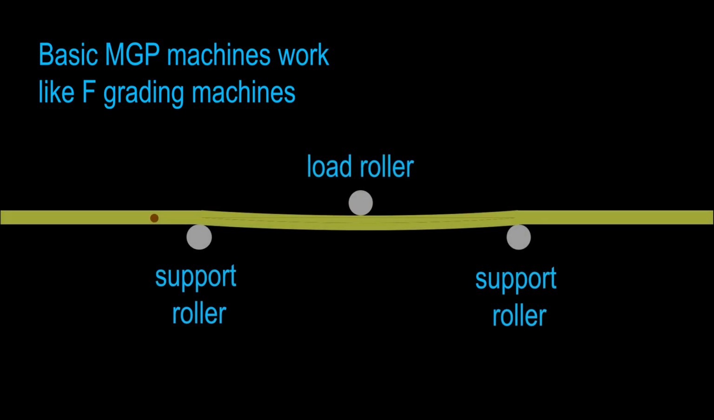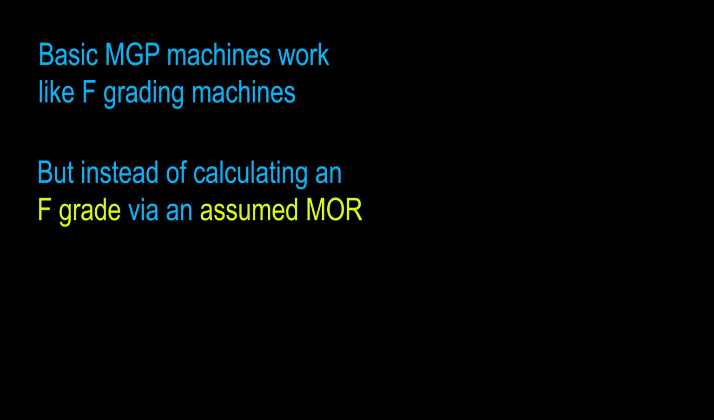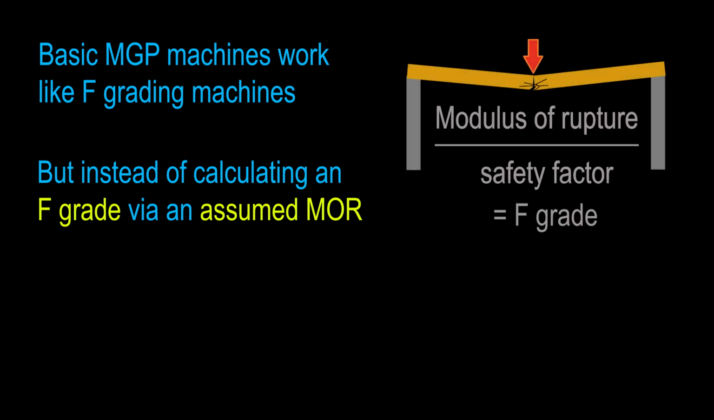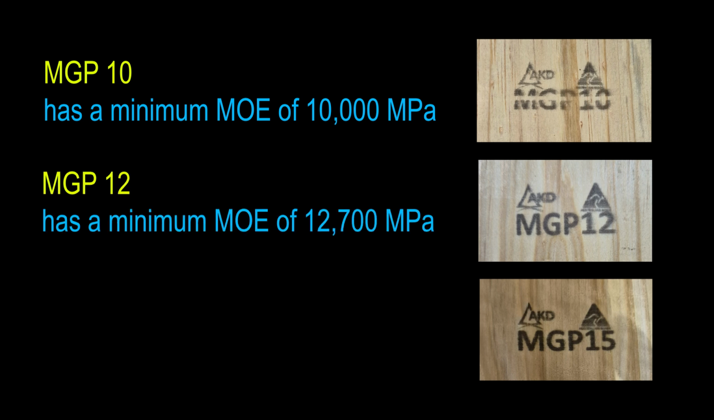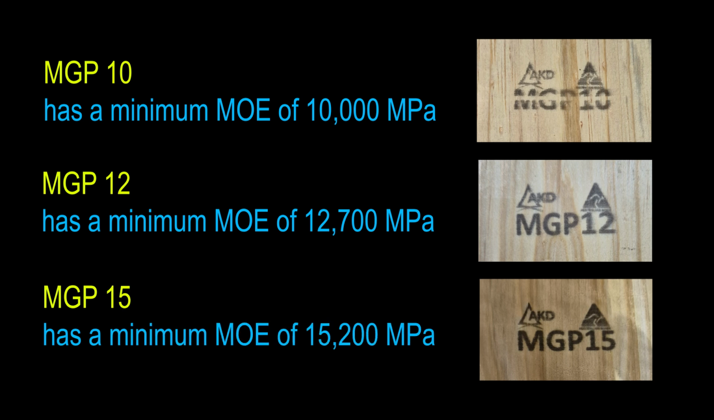Basic MGP machines work like F-grading machines, since they still bend the board and measure its resistance to deflection. But instead of calculating an F-grade via an assumed modulus of rupture, they simply state the MOE category that the board falls into. For example, a board graded MGP 10 will have a minimum MOE of 10,000 megapascals. MGP 12 has a minimum MOE of 12,700, and MGP 15 has a minimum MOE of 15,200.